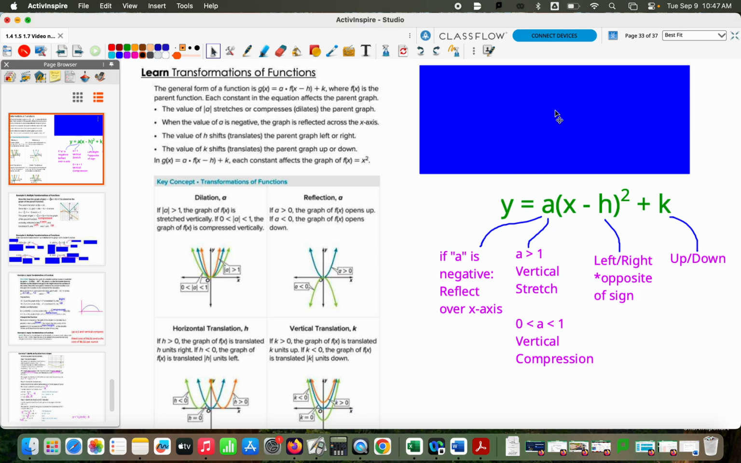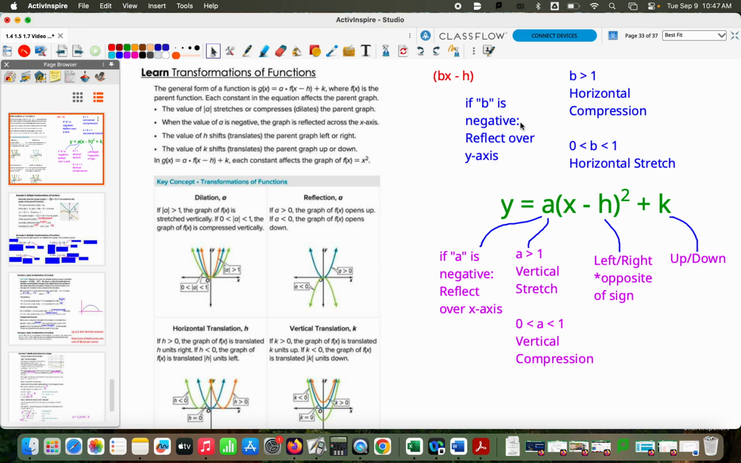Just others to be familiar with would be this guy right here. If there's a value in front of this x, we'll call it b, just like an a value. In this situation, if that b value is negative, then it's a reflection over the y-axis. So if you have a negative on the outside, that reflects over the x-axis. If you have a negative directly on your x inside a group, then it reflects over the y-axis.